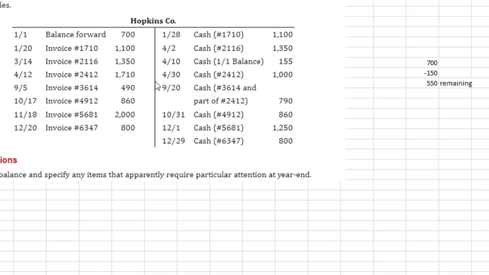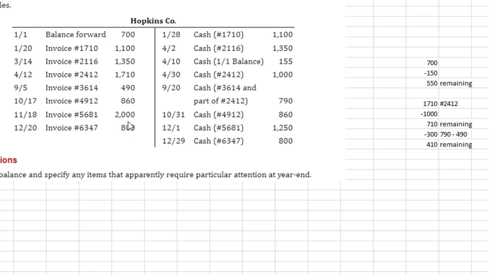Invoice 2412, there was only part of it paid, remaining of $710. Then we have, let's see, 3614. So they received a payment of $790, and that's supposed to go towards 3614. So that one's going to be completely paid. And then the rest is going to go towards this previous invoice of 2412. So we'll take off another amount, the 790 minus the 490. So invoice 2412 still has $410 remaining.